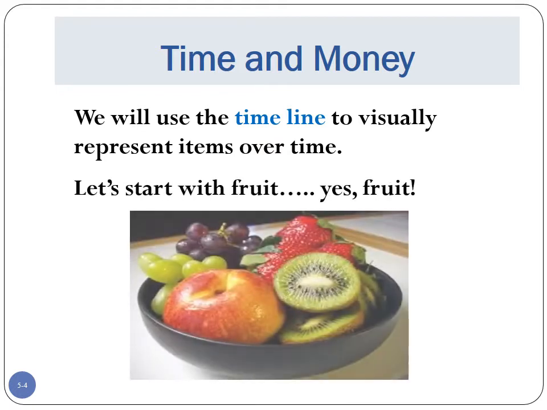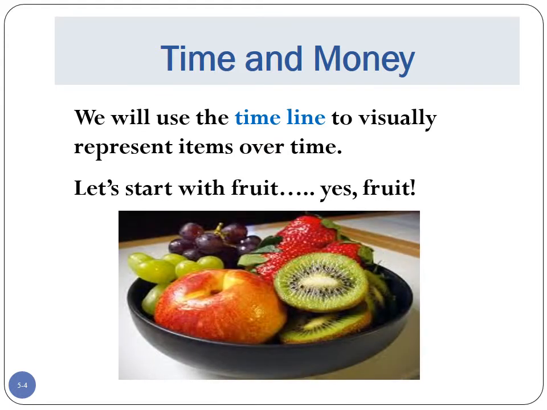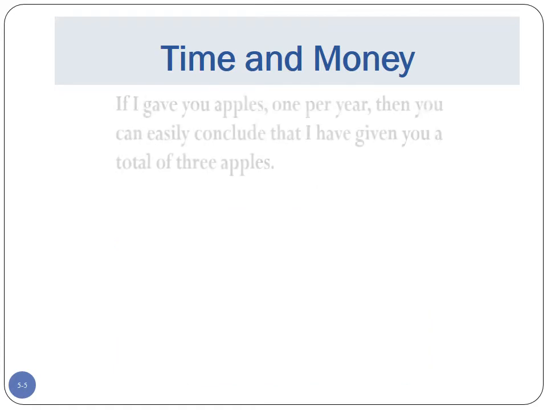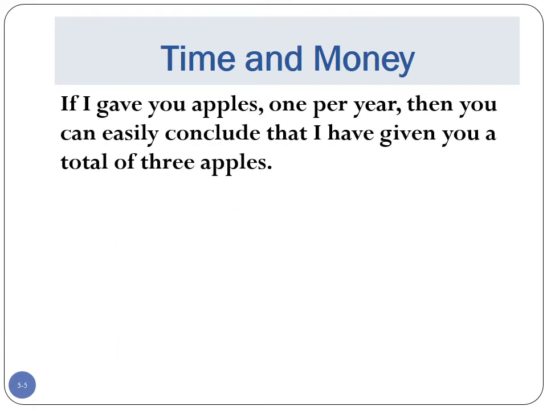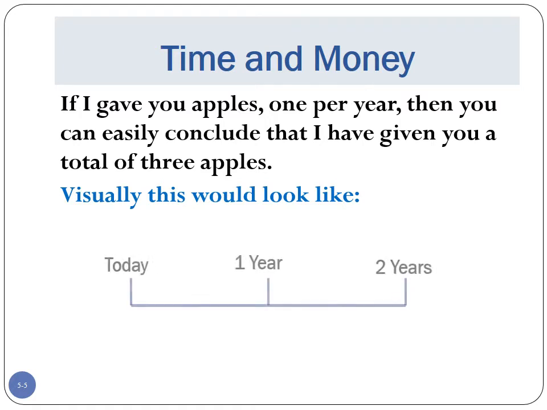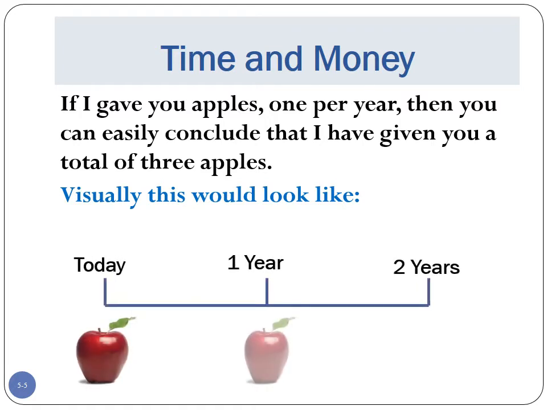So we're going to start with a very simple example, fruit. Yes, some fruit. So if I give you apples, one per year, then you can easily conclude that I've given you a total of 3 apples over a period of 3 years. So visually, this would look like this: apple today, apple at 1 year, and an apple at 2 years.